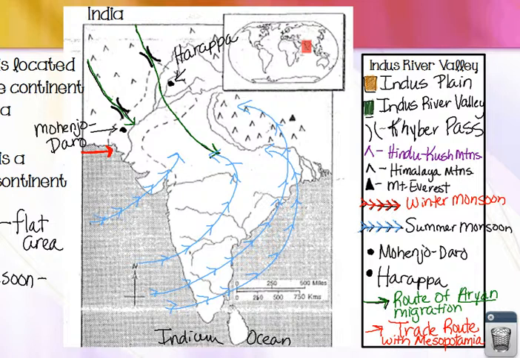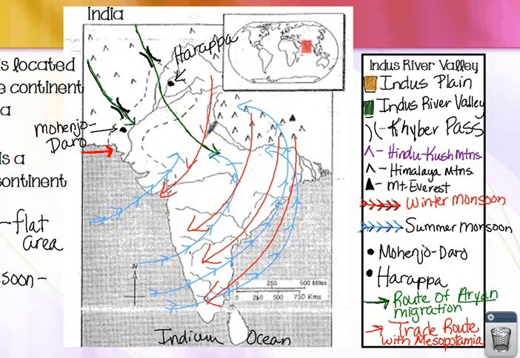Oh, yes, the winter monsoons. All right, the winter monsoons do the exact opposite. They blow in from the mountains. So you have winds blowing this direction, going across India. Okay, and you can go ahead and do this as well.